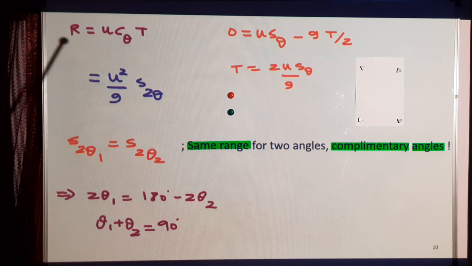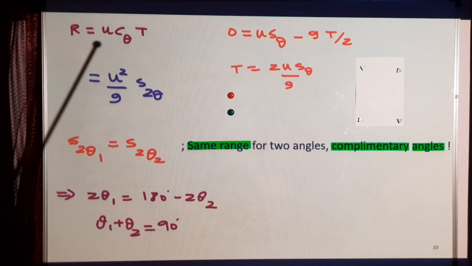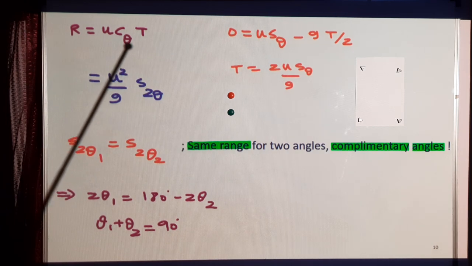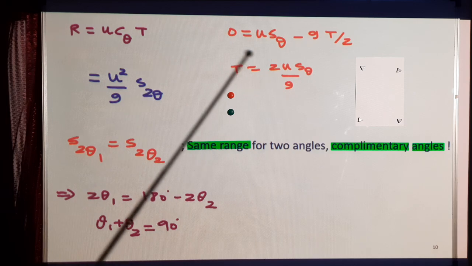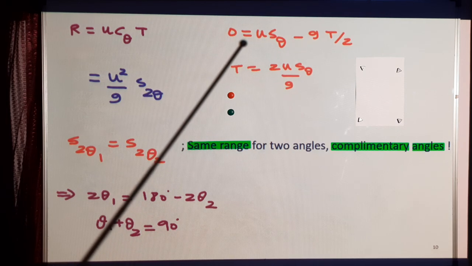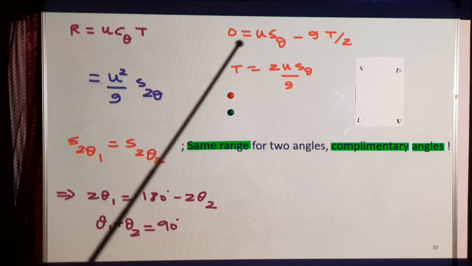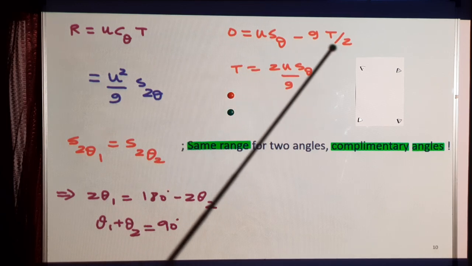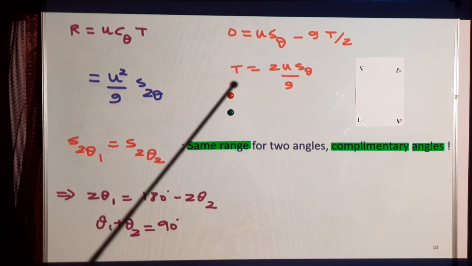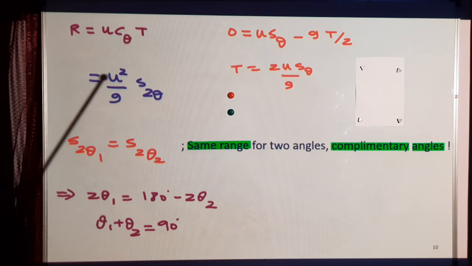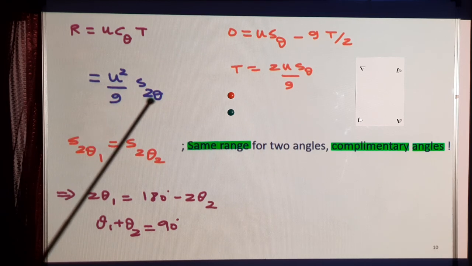Range of the projectile is the horizontal component of velocity into the flight time. The horizontal velocity component is constant throughout, uniform velocity, and the flight time you can get from v equal to u plus at between the initial point and the maximum height point. At the maximum height point, the velocity is 0, the initial velocity is u sin theta, and the time is half the flight time. From that, we get the flight time as this one. Putting this here, we get the range as u square by g sin 2 theta.